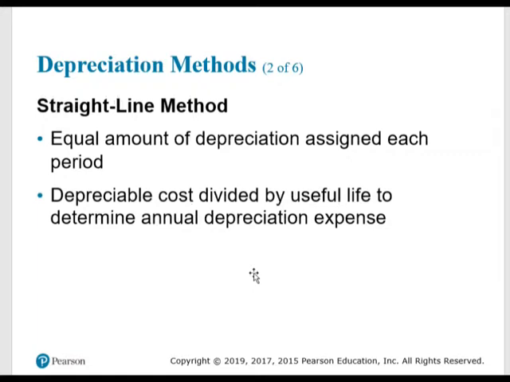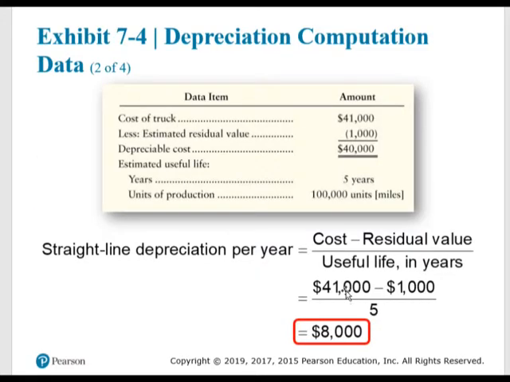The straight line method is the easiest. You do one calculation and you're done forever unless something in the estimates change. The depreciable cost, which is the cost minus the residual or salvage value, is divided by the useful life. In this example, the cost is $41,000, the residual value is $1,000, and the useful life is 5 years. So each year, the company can record $8,000 in depreciation expense. Cost minus residual divided by 5 gives you the $8,000.